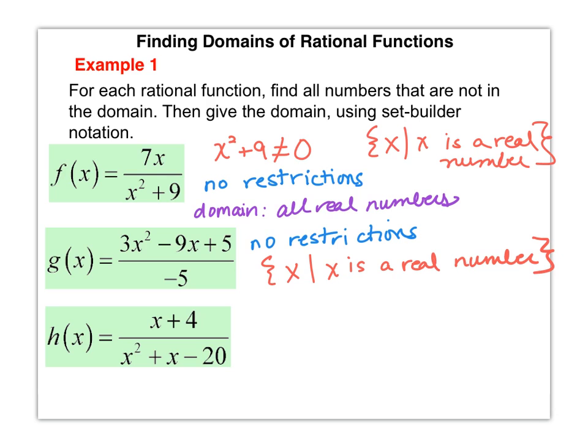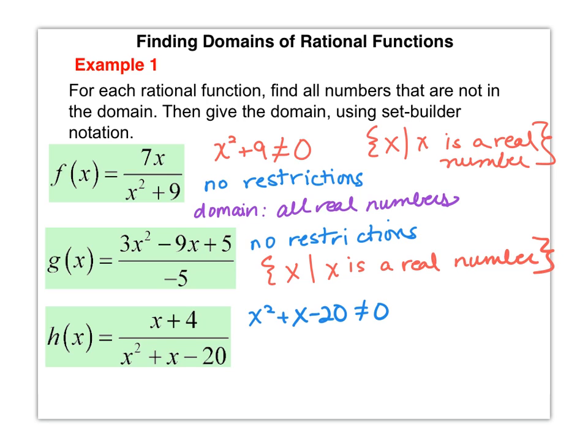Now h of x is a rational function with the numerator of x plus 4 and the denominator of x squared plus x minus 20. There are restrictions in this for the domain of this rational function. And the restrictions would be whatever values of x would make the denominator equal to 0. So we can say that x squared plus x minus 20, the denominator, cannot equal 0.